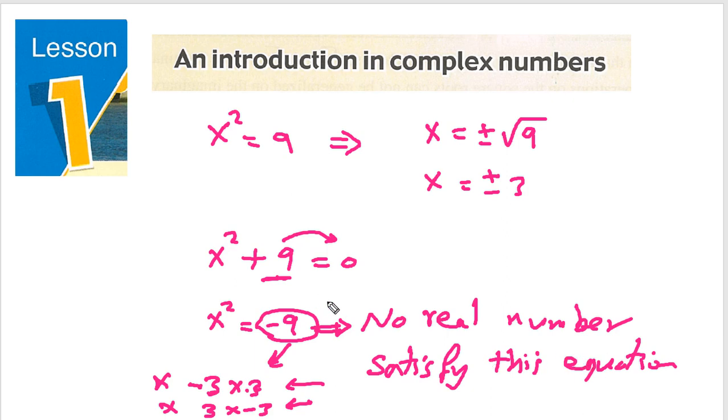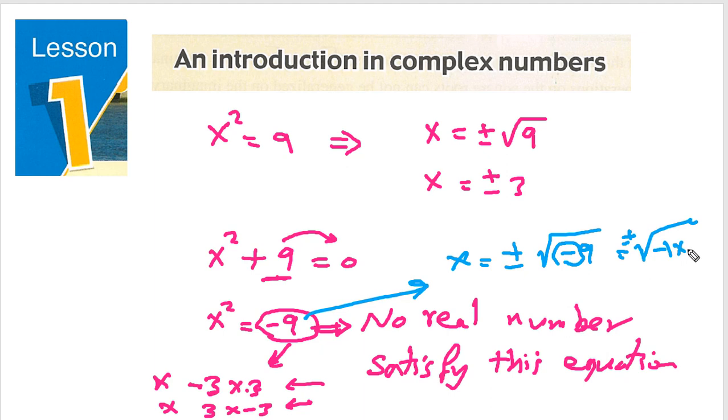Then there is this square root. If you are going to find it, you will write here x, it will be positive or negative square root of negative 9. But I have a problem here with the negative. Then it will be square root, positive or negative, of negative 1 times 9. But square root 9 is 3, positive or negative 3. But what about the square root of negative 1? There is no real number.